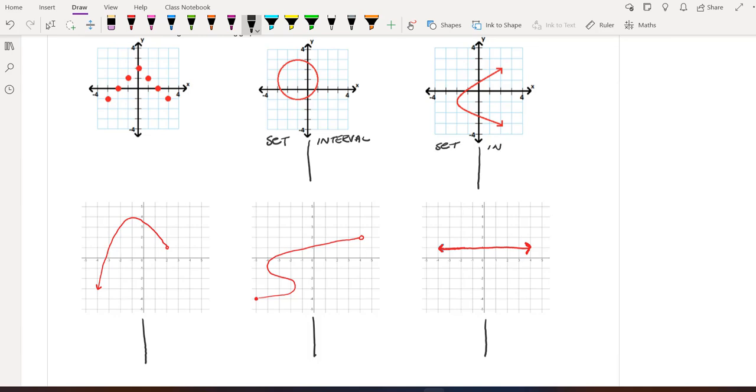Set, interval, set, interval, set, interval. Almost done. All right. Okay. Yes. I wasn't here this class, so I don't know. Copy them. You'll learn as we go along. Right? So just words, set and interval.